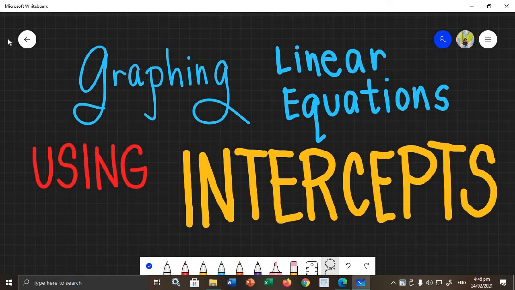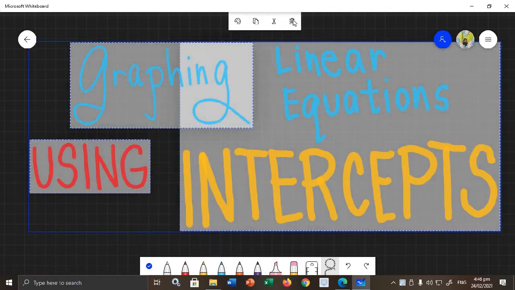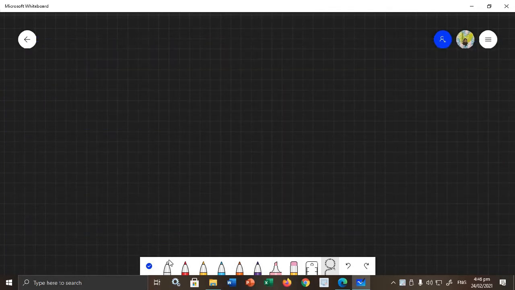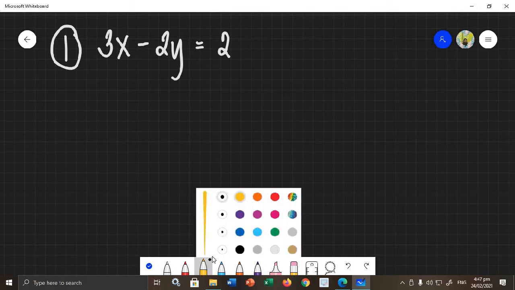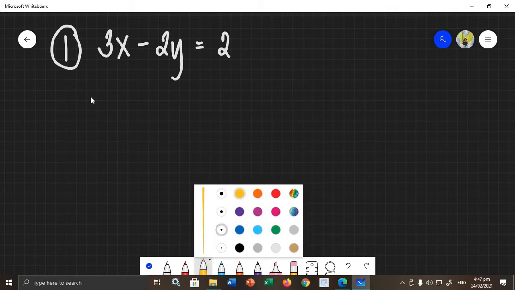As we all know, there are two kinds of intercepts that we already talked about, the x and y intercept. So basically, by using this method, we will find the value of the x and y intercept for us to graph the given linear equation. So let's say we have 3x minus 2y equals 2. This is the given linear equation, and we will be finding the value of its x and y intercept para mag-graph natin siya.